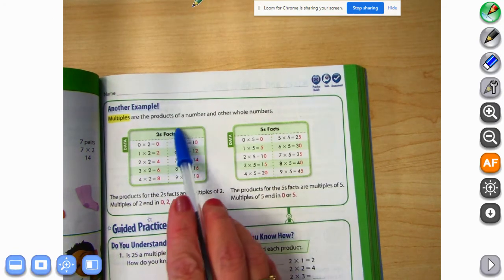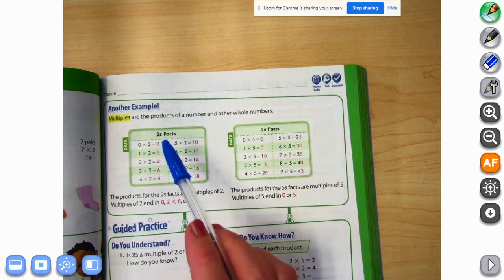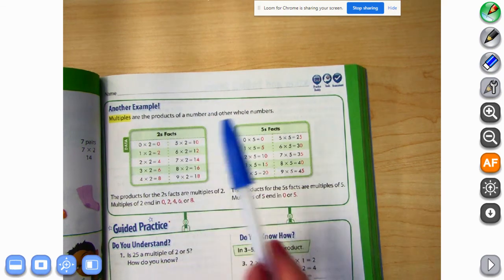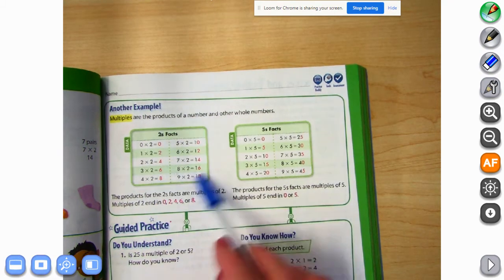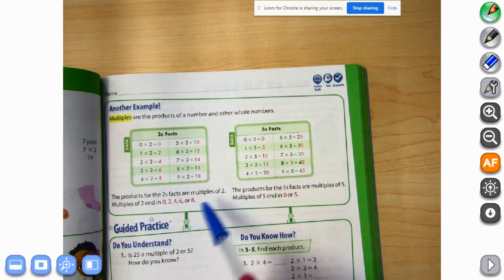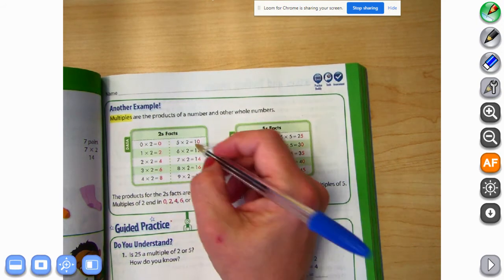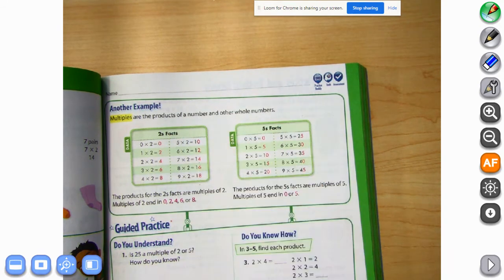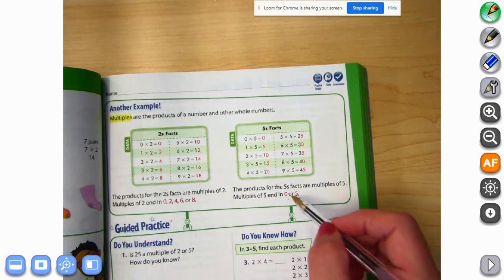Multiples are the products of a number and other whole numbers. For example, 0 times 2 equals 0, 1 times 2 equals 2, 2 times 2 equals 4. So we have their 2's facts and our 5's facts here. The products for the 2's facts are multiples of 2. Multiples of 2 end in 0, 2, 4, 6, or 8. The products for the 5's facts are multiples of 5. Multiples of 5 end in 0 or 5.